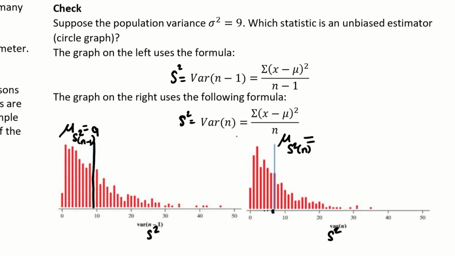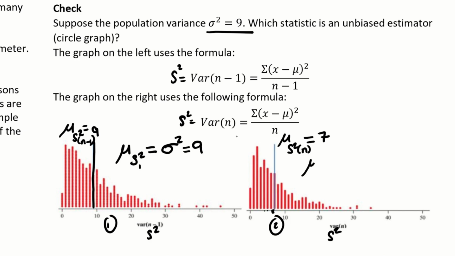Okay, so then which one is closer to the population variance? Well, the population variance is sigma squared equals 9, right? So it appears that, I'm going to call this graph number 1, and then graph number 2. Graph number 1 is equal to the population variance of 9, whereas mu S squared for graph number 2 is not equal to sigma squared.